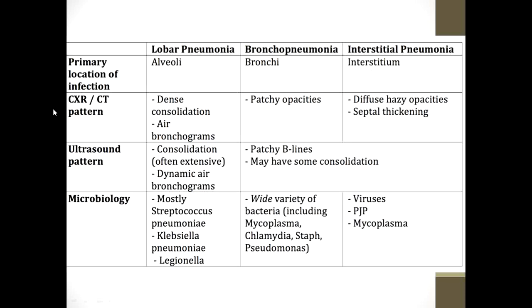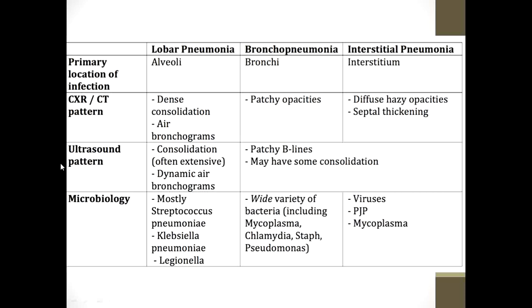If we look at the X-rays of different kinds of pneumonia, there would be a dense consolidation patch, as we already have seen in the last photograph. One lobe would be involved, and we can see air bronchograms on the chest X-ray especially. So these would be the consolidated airways. In bronchopneumonia, the same thing will be there, but in the form of patchy opacities on chest X-ray. And in interstitial pneumonia, there will be diffuse hazy opacities and septal thickening.